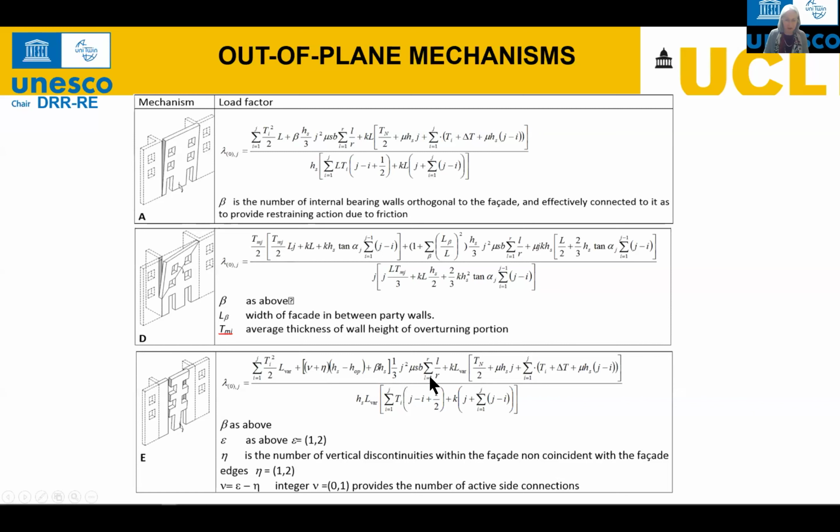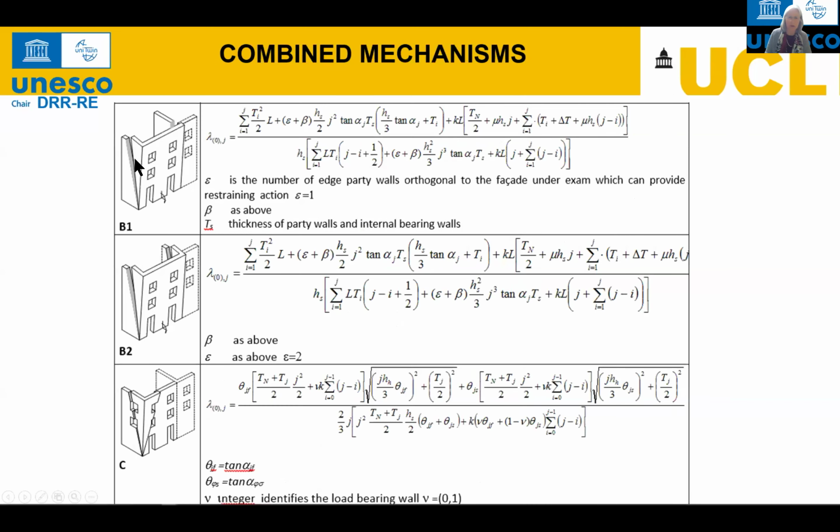It will again be modified by the fact that only part of the facade might fail instead of the whole facade, depending on the layout of the window. Again, when we go into the combined mechanisms, it's similar principles, but we are also involving part of the side walls, only one in mechanism B1 or both of them in mechanism B2 in a more symmetrical fashion.